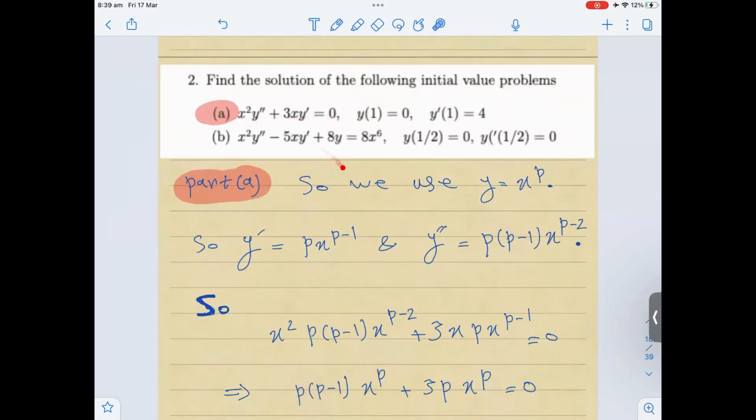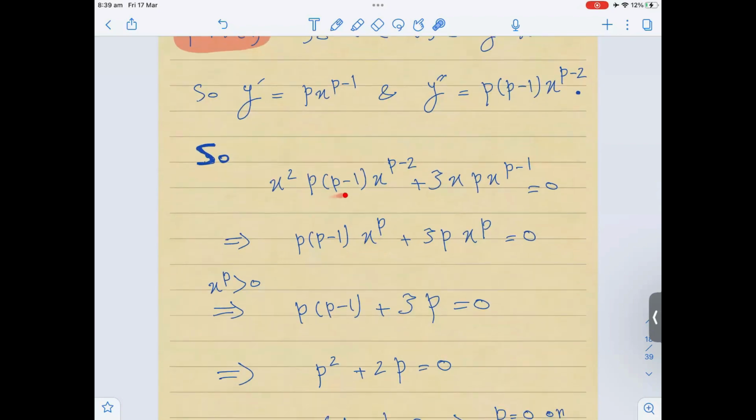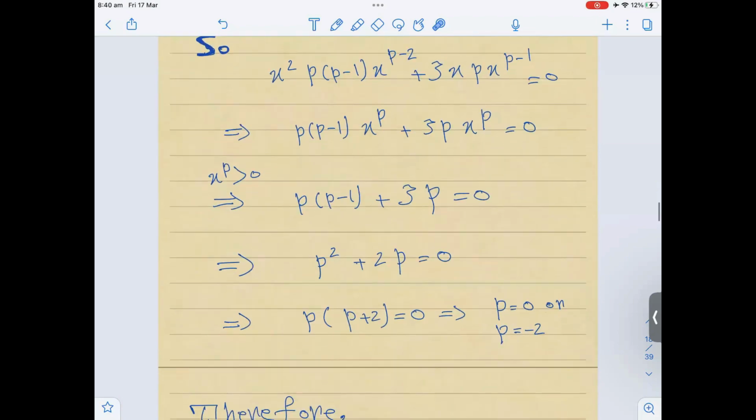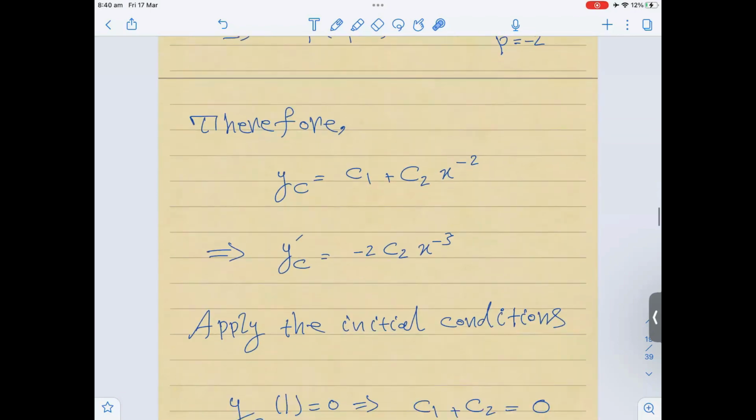Question 2, part A. Again, it's about the Cauchy equation. As I said, you will have one question about the Cauchy equation, but non-homogeneous, not homogeneous. So y equals x to the p, y prime is this one, y double dash is this one, x squared, p times p minus 1. After some simplification, I will have p squared plus 2p equals 0. So p is 0 and p is minus 2. So yc is this guy.